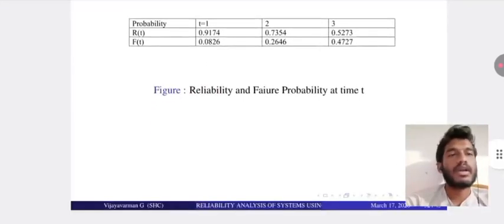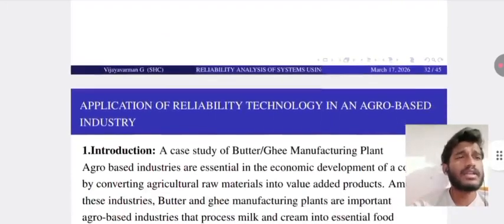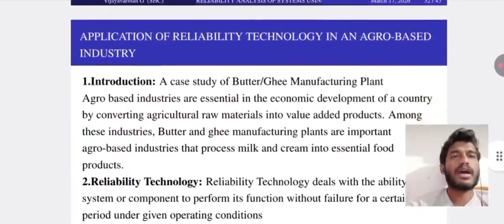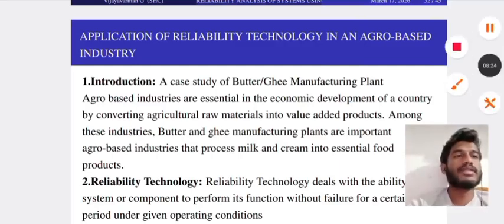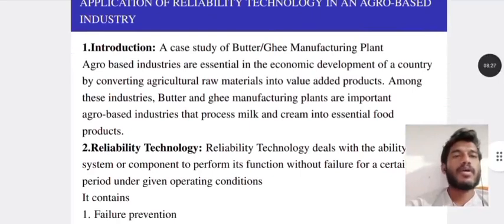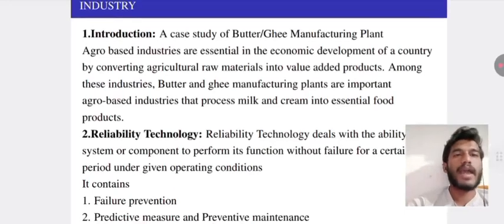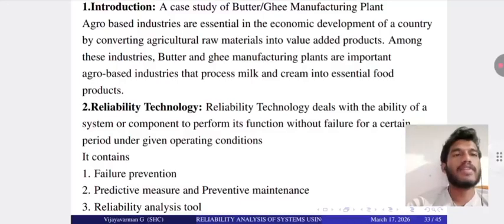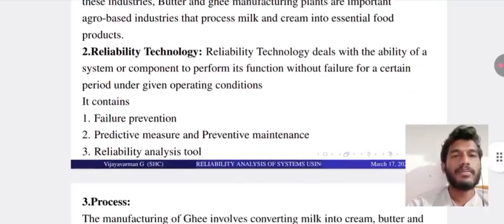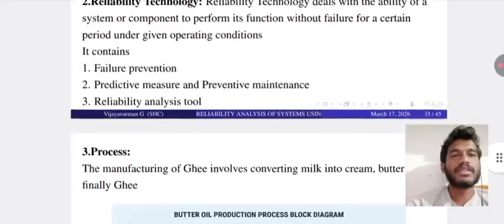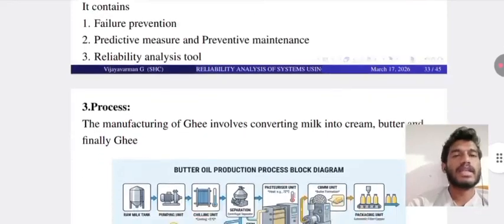So that value we get. So let's finish the first chapter. The last topic: applications of reliability technology in agro based industries. In the case study, a butter or ghee manufacturing plant, agro based industries are essential in the economic development of a country by converting agricultural raw materials into value added products. Reliability technology contains failure prevention, predictive measures and preventive measures, reliability analysis tools, etc.